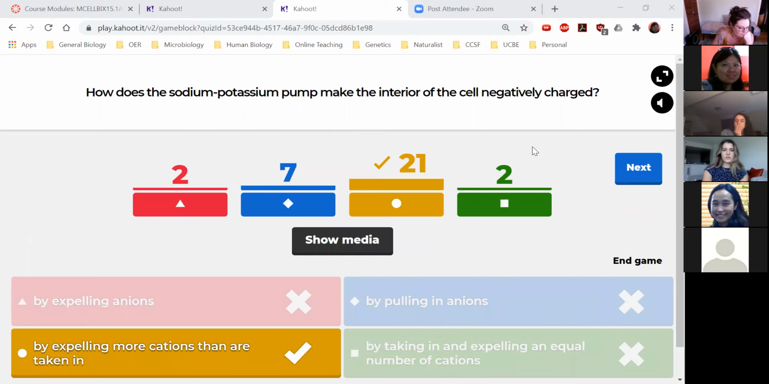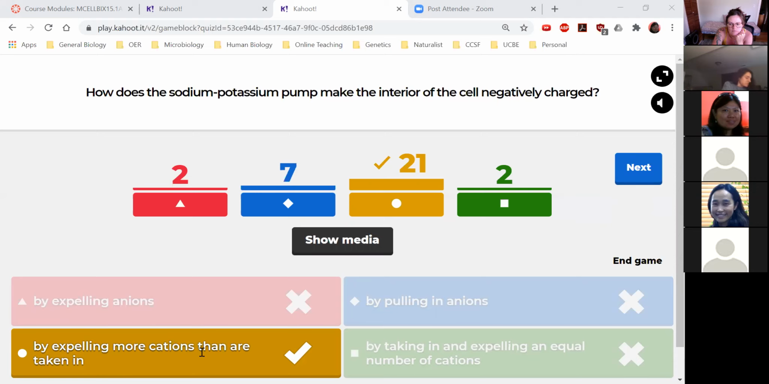Okay, so this question says, how does the pump make the interior of the cell more negatively charged? The correct answer is that in every turn, it pumps 3 sodium outside of the cell and brings 2 potassium inside the cell. So over time, the outside becomes more positively charged, and the inside becomes more negatively charged. The pump does not transport anions, it deals only with sodium and potassium, both of which are cations. And if it were an equal number, it would not be able to generate a membrane potential.